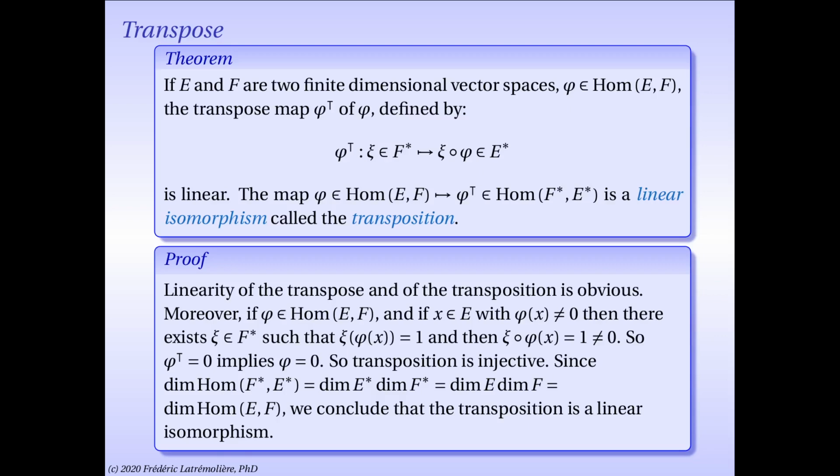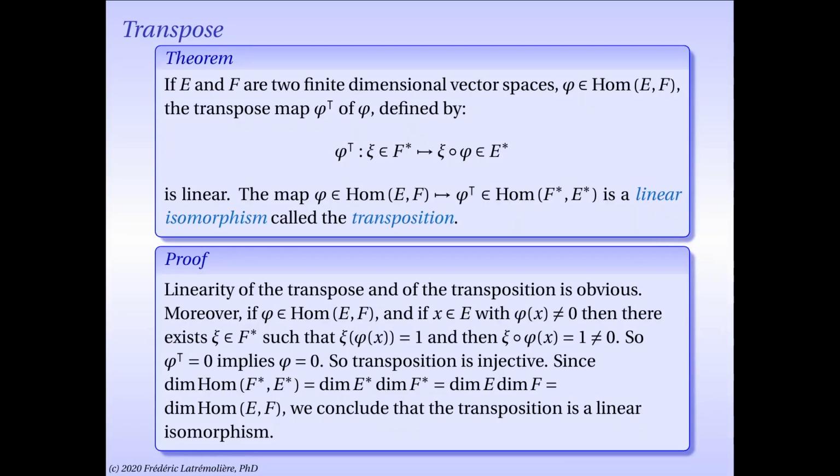But then, as I discussed, the dimension of the space of linear functions from the dual of F to the dual of E is, by the theorem we just showed before, the product of the dimension of the dual of E by the dimension of the dual of F. But that's the same thing as the product of the dimension of E by the dimension of F. And that, in turn, again by the result we have seen, is the dimension of the set of linear functions from E to F. So the transposition is a linear injection between two finite dimensional vector spaces with the same dimension, and therefore the transposition is actually a linear isomorphism.